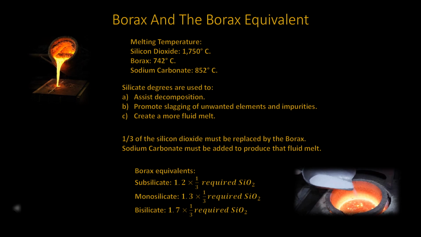For the class 2 material, either the subsilicate or the monosilicate degrees are used to calculate the amount of silica required. Once that figure is determined, then 1/3 is replaced by the borax. Each item in the flux must be calculated to be able to create that ideal slag.